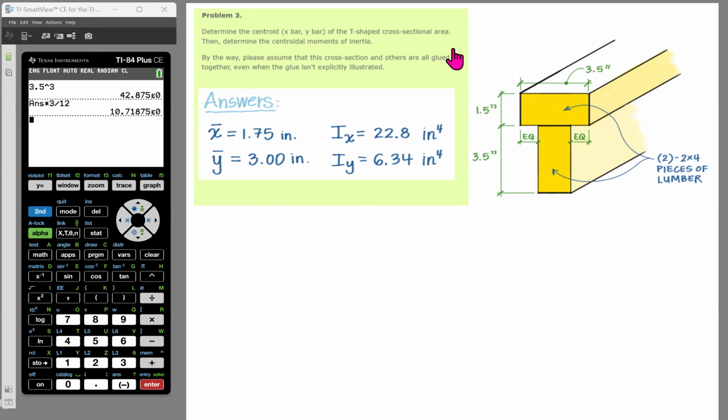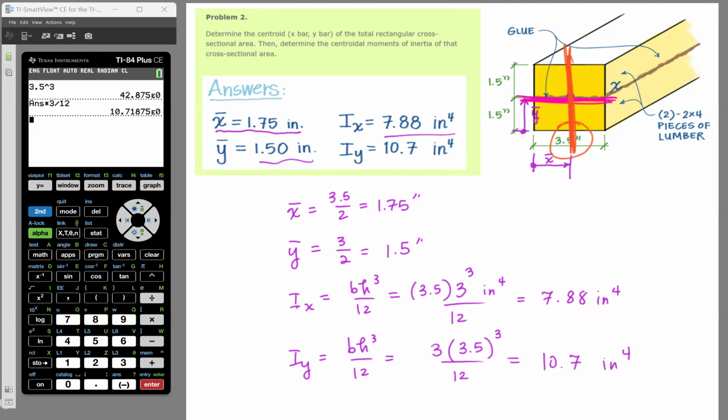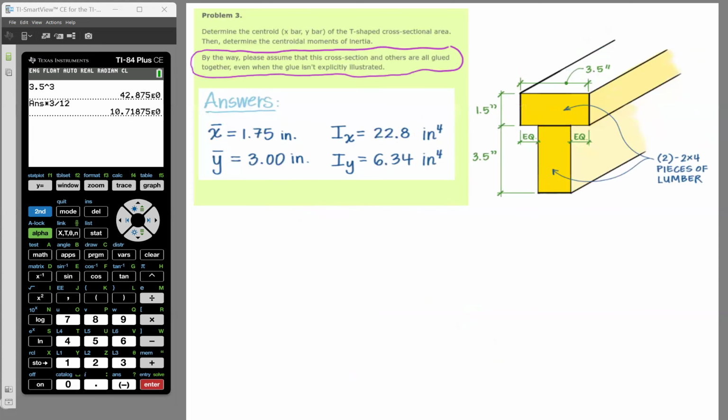And there's a little note that says, assume that this cross section and all the others are glued together, even when the glue isn't explicitly illustrated. So I did show kind of gluing and lamination for this first one here, and just didn't draw it in the other drawings. All right. These are going to be more involved because we're going to have composite shapes, and so a little more work on our end for these types of problems.